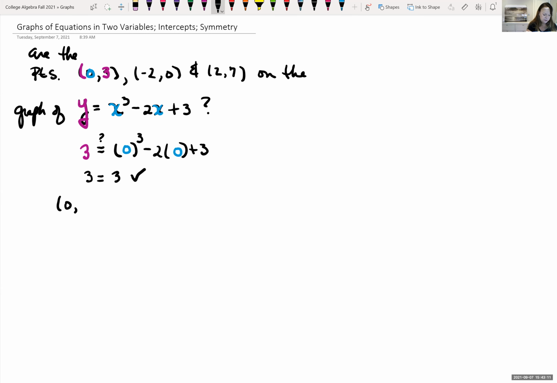So (0, 3) is a point on the graph of the equation. So we do the exact same thing, but now with -2 and 0.